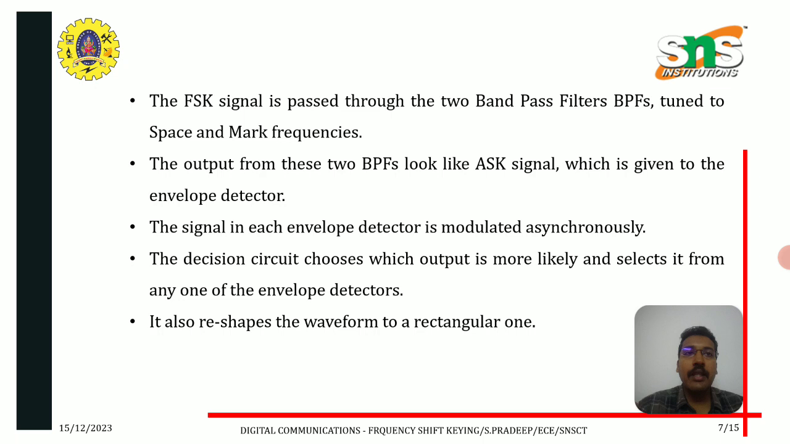The FSK signal is passed through the two band pass filters tuned to space and mark frequencies, which are the zeros and ones. The outputs from these two band pass filters look like ASK signals, which are given to the envelope detectors. The signal in each envelope detector is demodulated asynchronously. The decision circuit chooses which output is more likely and selects it from one of the envelope detectors. It also reshapes the waveform to a rectangular one.